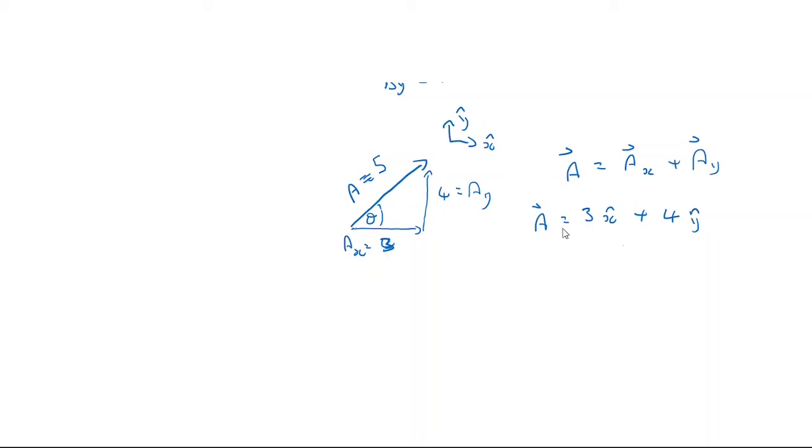So this is how sometimes a vector could be given. A question can actually give you a vector like this. When they've given you a question like this, what you should do is draw the vector: it's 3 in the right direction, then 4 going up.